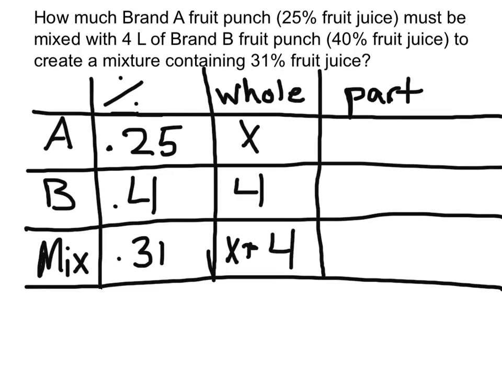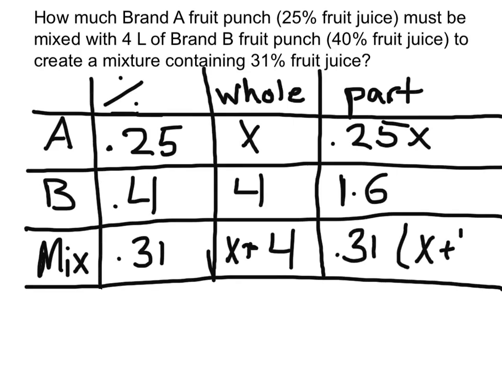And then the part, that is the part of the punch that is going to be fruit juice. So to find that, it's going to be a combination of the percent times the whole. So it's going to be 0.25x, as that's 25% times x. And for B, it's going to be 0.4 times 4, and that is equal to 1.6. And finally, for a mixture, 0.31 times x plus 4.